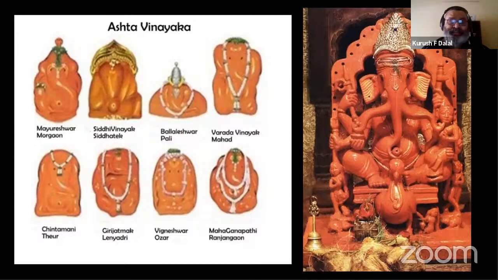These are the Ashtavinayaks: Mayureshwar at Morgaon, Siddhivinayak at Siddhatek, Palaleshwar at Pali, Vardhavinayak at Mahad, Mahaganpati at Ranjangaon, Vigneshwar at Ozar, Girjatmak at Lenyadri, and Chintamani at Keud. Of these, Girjatmak is actually inside a Buddhist cave at Lenyadri.